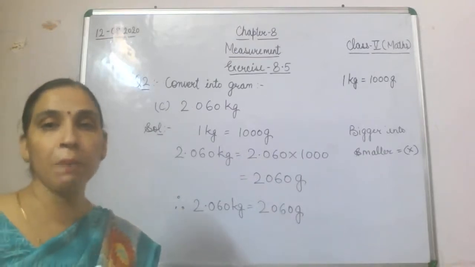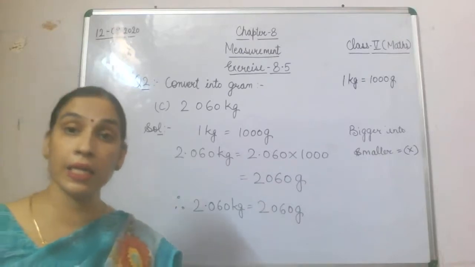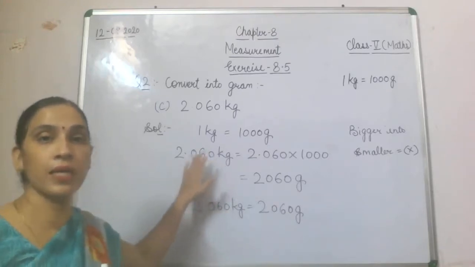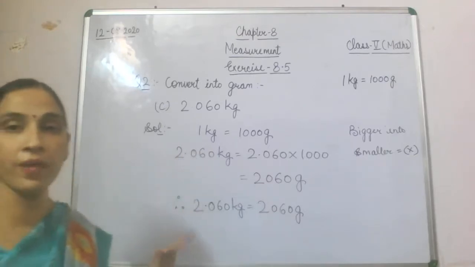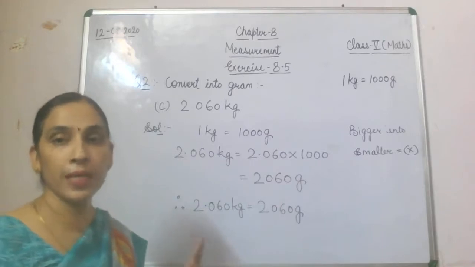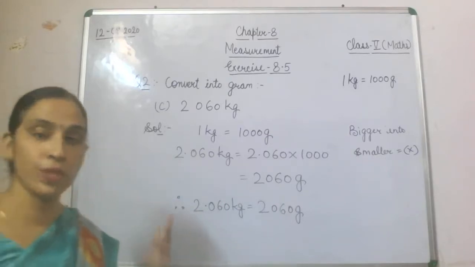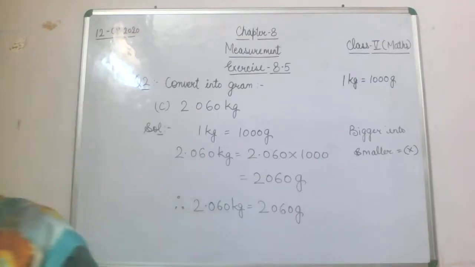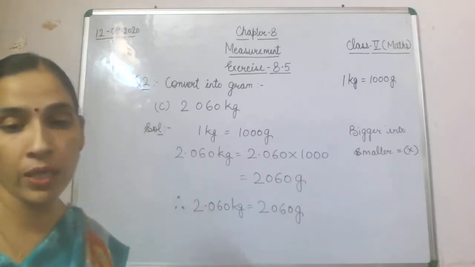Now children, D part, that is 89.007 in kg, and you will convert it into gram in the same way. First we will write 1 kg is equal to 1000 gram. It means 89.007 kg is equal to 89.007 multiplied by 1000. Then the decimal will shift 3 places towards the right, and you will get 89,007 gram. So that will be your answer.